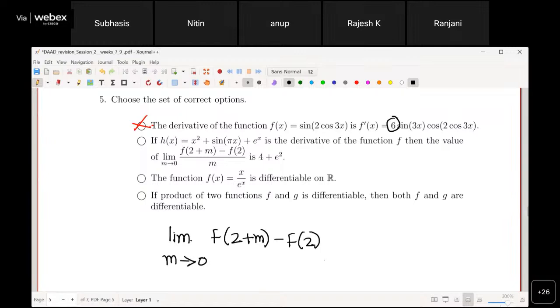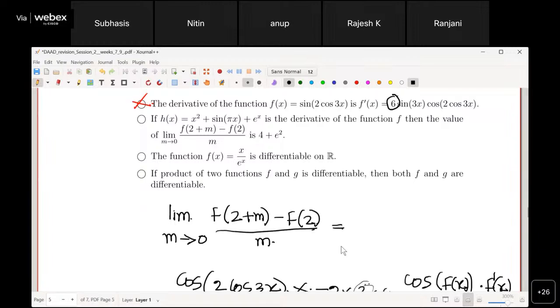What is this thing? This is the definition of derivative. Correct. So this is the derivative of this function f at 2, right? Correct or not?